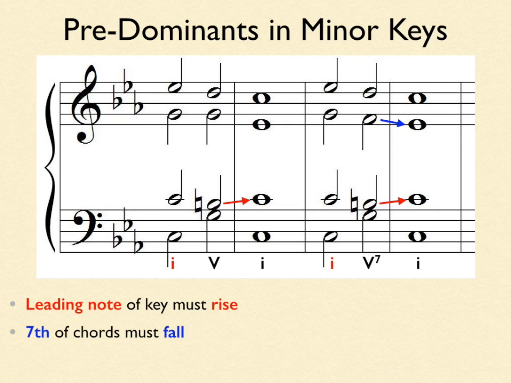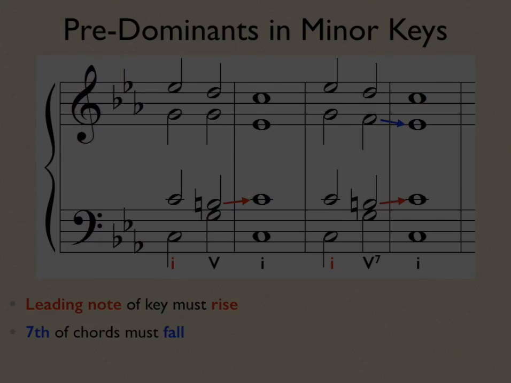Okay, that was the first example, and let's hear the second example with the seventh. So I hope you were able to hear that F falling to the E flat, that da-dum, and that's in the alto part, that seventh falling. Let's look at a few more examples of predominance in minor keys.